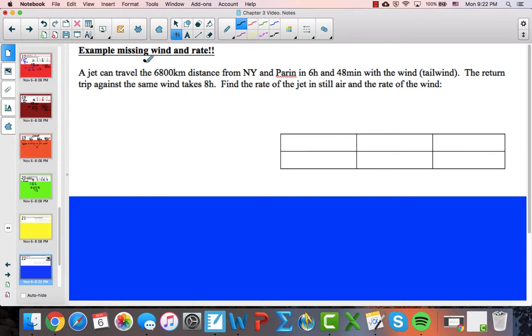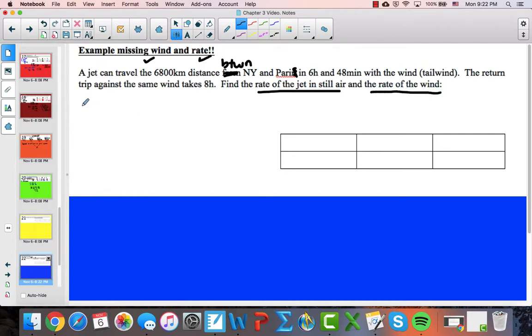All right, harder. What if we're missing the wind and the rate? Well, let's look at this one together. A jet can travel 6,800 kilometers distance from New York. Actually, it should say between. Yours probably does. Between New York and Paris in 6 hours and 48 minutes. Okay? With the wind, which means a tailwind. The return trip against the same wind takes 8 hours. Find the rate of the jet in still air and the rate of the wind.